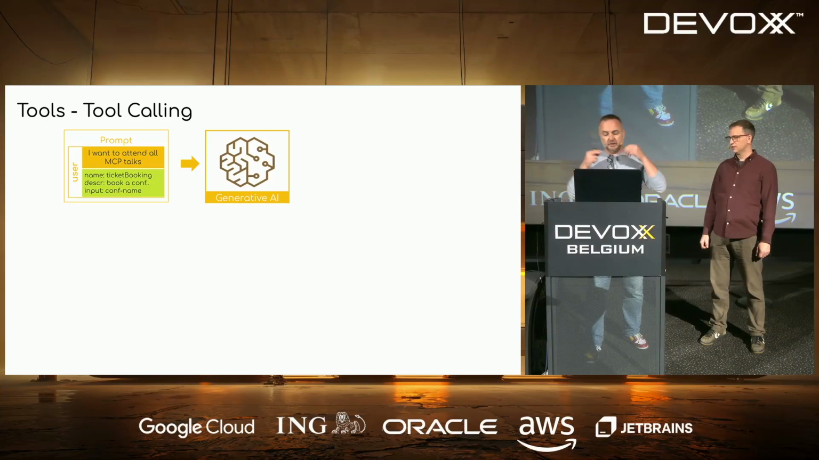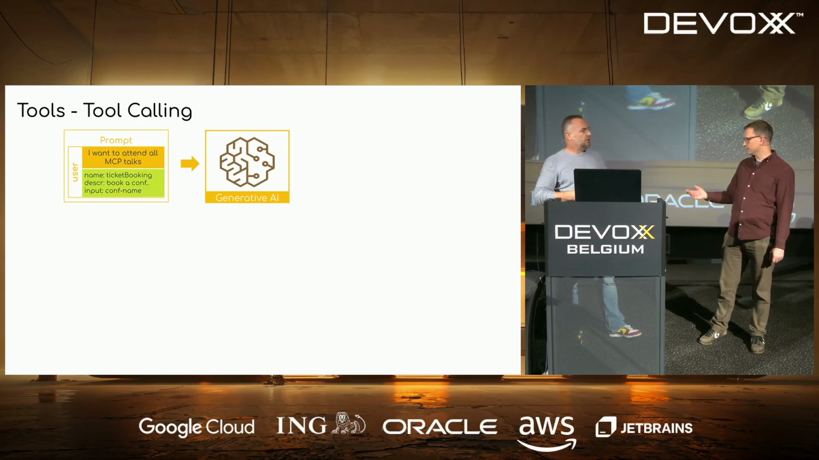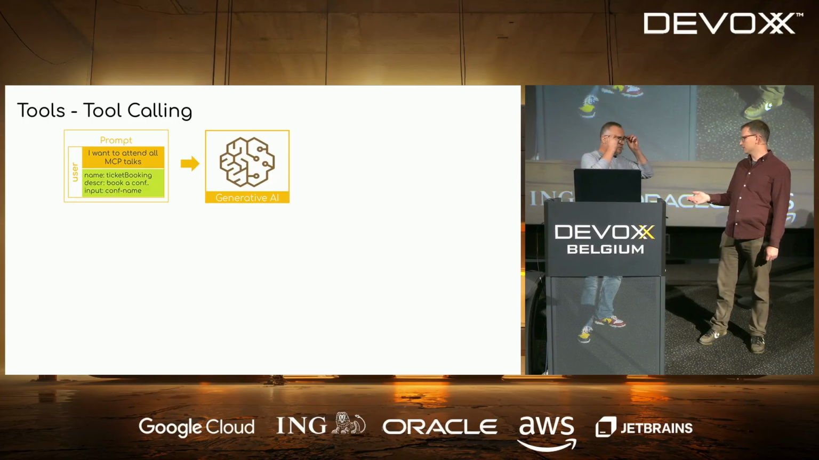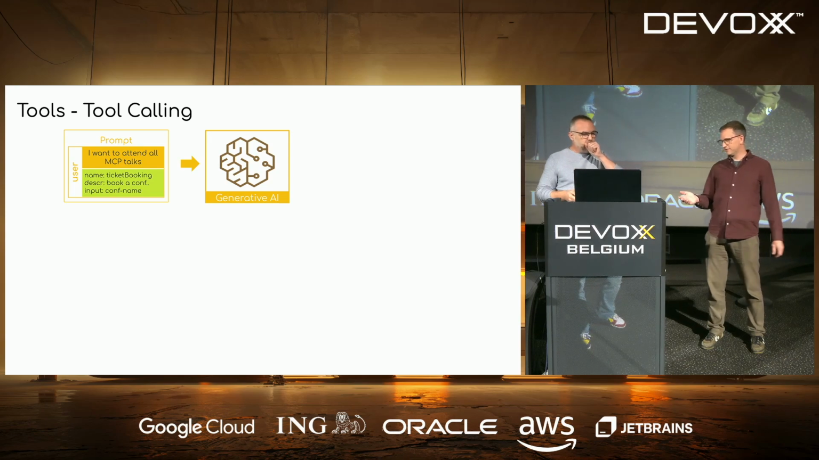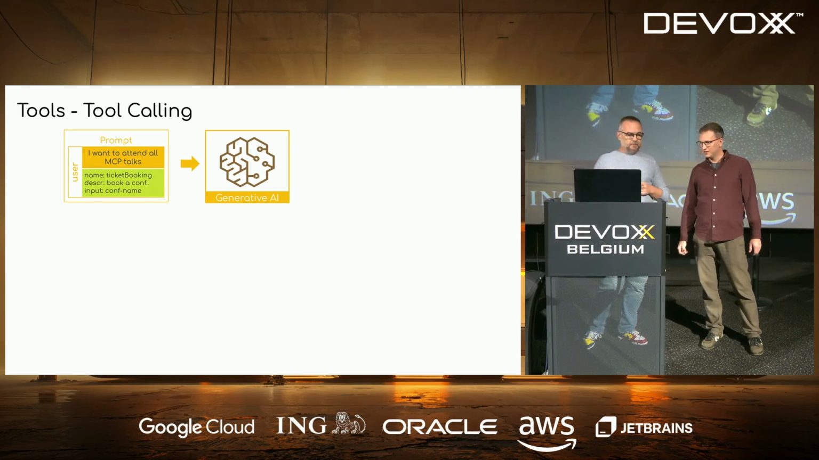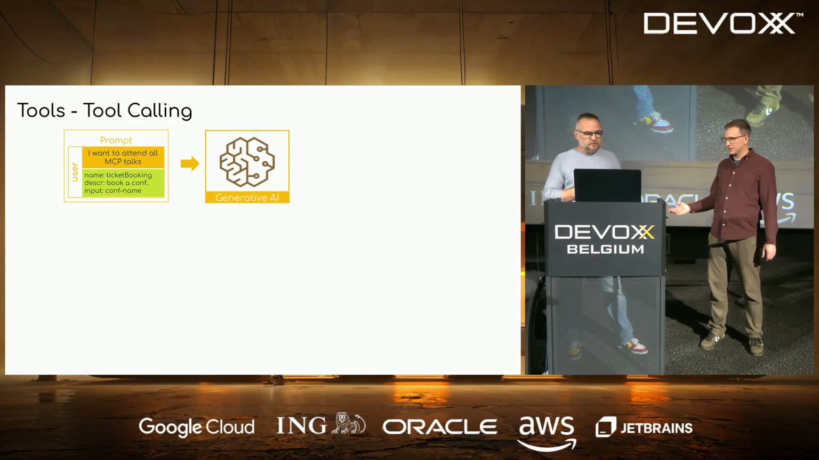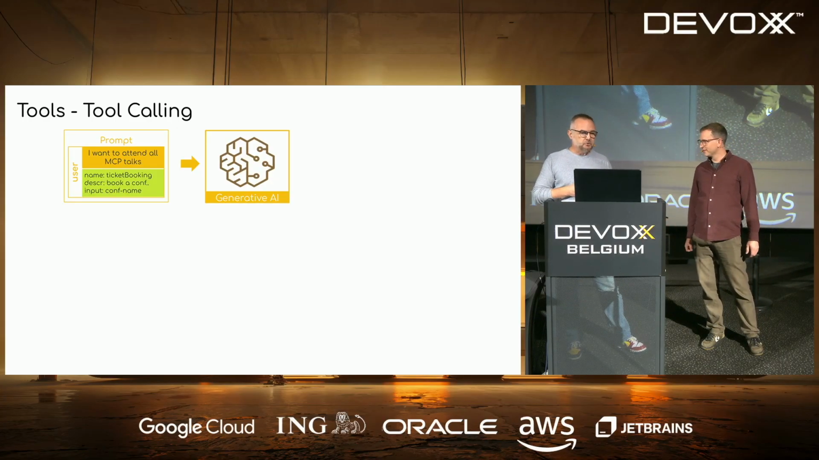So in this case, the tools can be used for actually giving the LLM the power to interact with the world, right? We are asking the LLM about something useful for us, but the LLM has no idea how to do it, right? Absolutely.